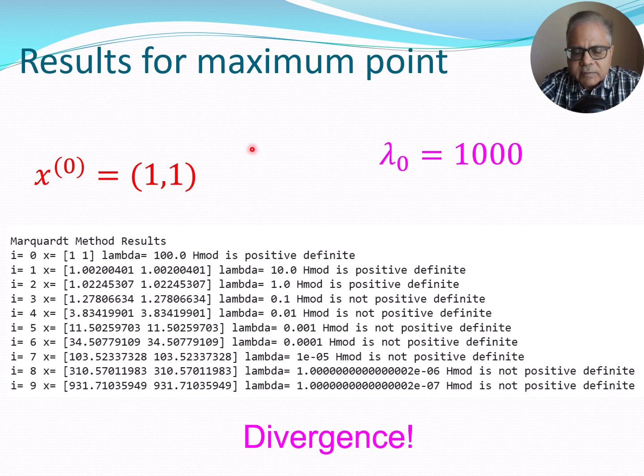We now run this code and when you run it, you again do not get convergence, you in fact get divergence. So from 1, 1 with lambda is 1000, the code is not able to converge. Again, the algorithm is made for a minimum point, so if it encounters a maximum point, it is going to simply diverge.